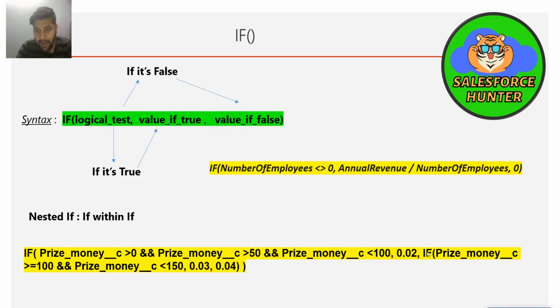Now in this segment we have again put an if statement. What this if statement is doing is calculating if the prize money is greater than or equal to 100 and prize money is less than 150, we give 3% as the interest rate, else we give 4%. That is what this formula is doing. Hope you are able to understand how we are designing a nested if. If you are not, no worry, when we go to our org we will be designing an example for it. That is going to be a different example from this one.